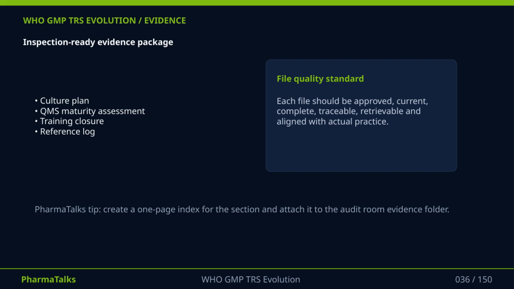Regarding file quality standards, each file must be approved, current, complete, traceable, and easily retrievable. Most importantly, the file should reflect the actual practices in the facility, meaning what's documented corresponds with what is really happening on the floor. A practical tip from Pharmatalks is to create a one-page index for each section and attach it to the audit room evidence folder. This makes it much easier for inspectors to navigate the documentation quickly and efficiently. Overall, these points emphasize the need for thorough preparation and organization to meet GMP expectations effectively.